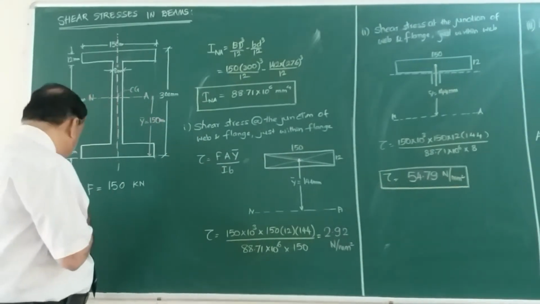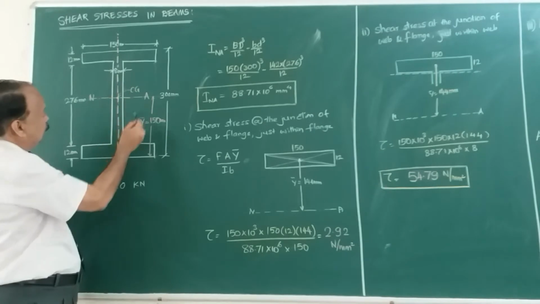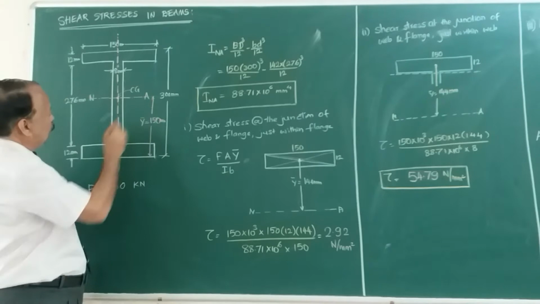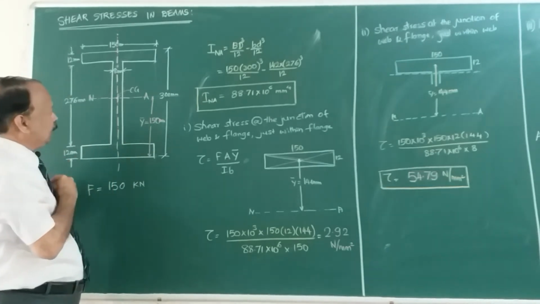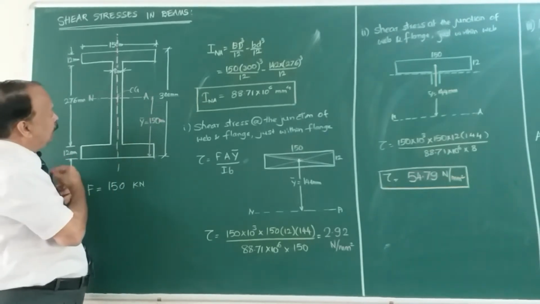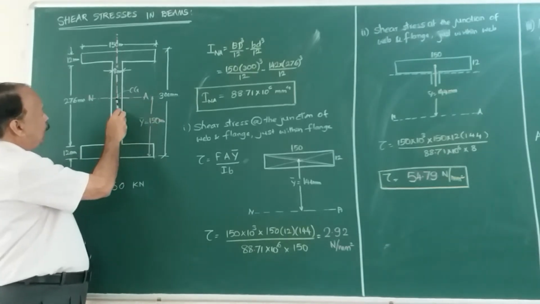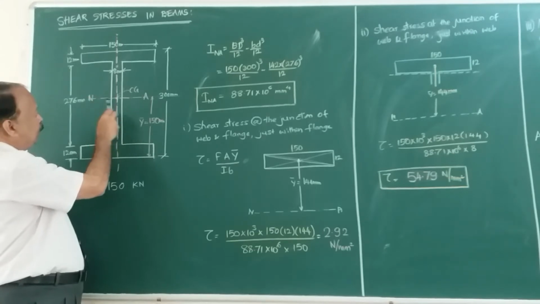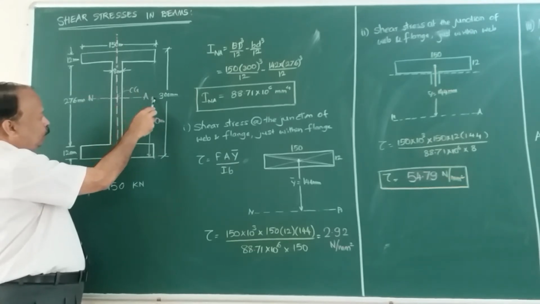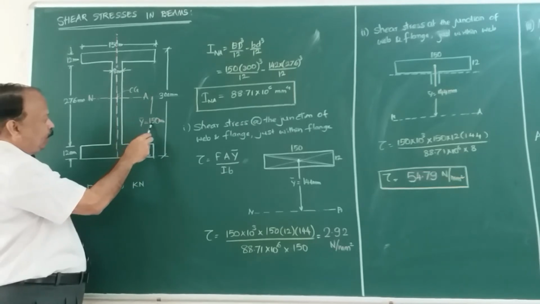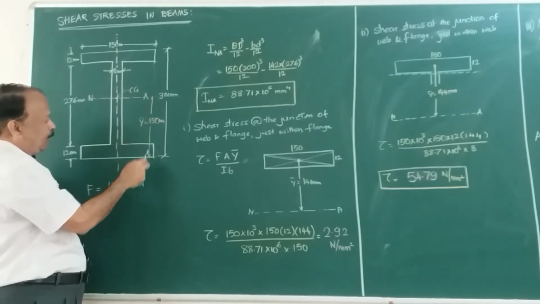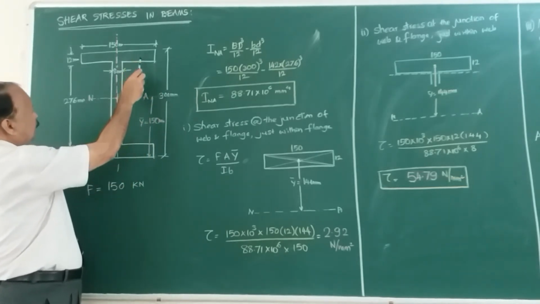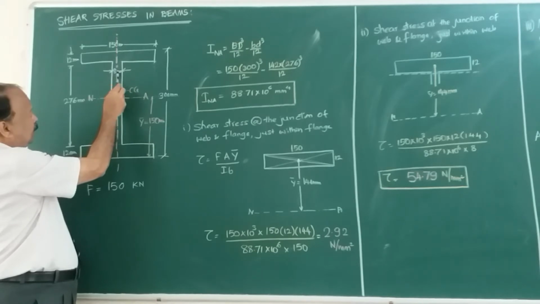Moment of inertia of the section: this is a symmetrical section. The figure is symmetrical about the vertical axis and also about the horizontal axis. Hence the center of gravity or centroid will lie on the intersection of the symmetrical axes. That is, the neutral axis is located at the center of gravity. So the distance of centroid is 150 mm from top flange and also from bottom flange, because this is 300, and here the flange thickness is 12 mm and the web thickness is 8 millimeter.